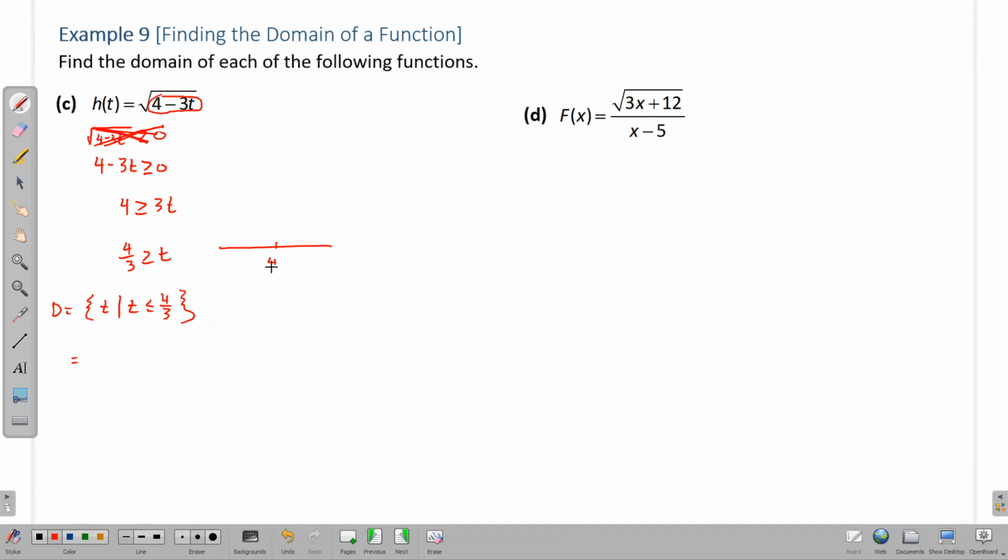Or we could make this into interval notation. So if you've got 4/3 here, we want values that are less than or equal to it. So we want this side of that number line. So we're going to have the domain being -infinity up to 4/3, but the 4/3 is included, so we use a square bracket there.